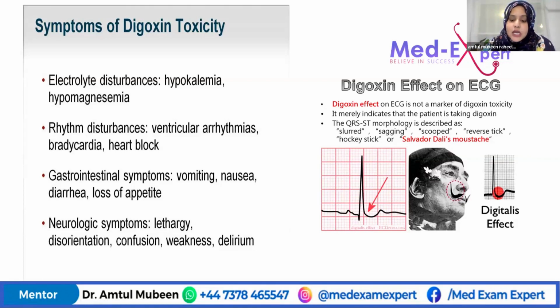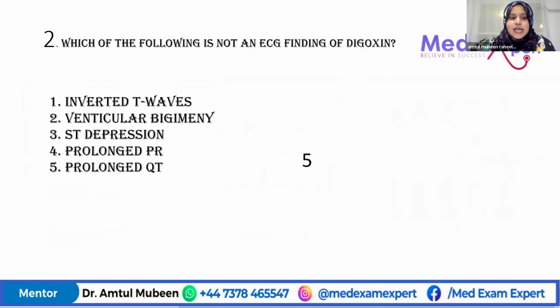So, going back to the questions for a second: inverted T waves, yes, because there is a scooping of the ST segment. ST depression will be there. Ventricular bigeminy, yes, it is possible. Prolonged PR, yes, because it's causing the slowing. Prolonged QT, do you think the QT will be prolonged or short?